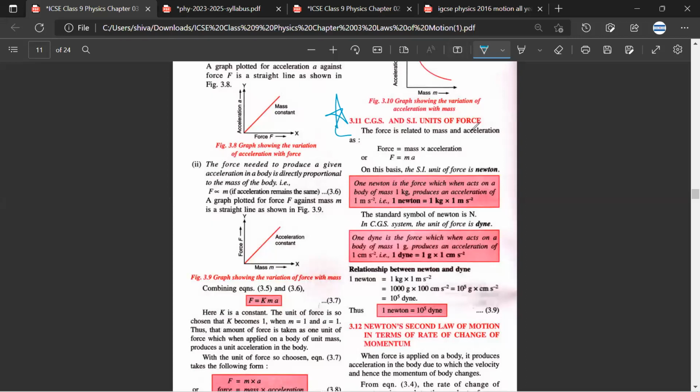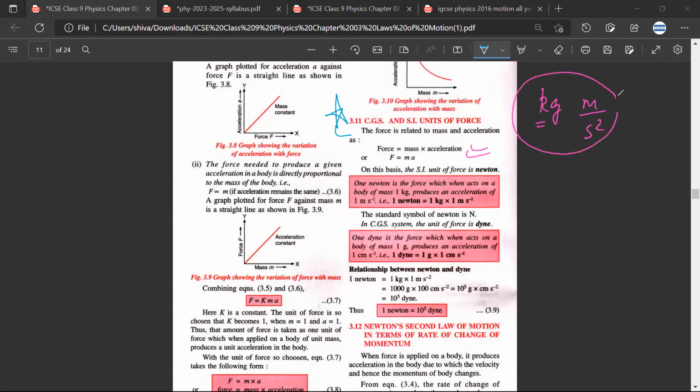So the definition of force is simple. Force is written as mass into acceleration. We know that mass has kg as its unit, acceleration has meter per second square, and this kg meter per second square is given a special name. It is signified by Newton. Now, one thing that you need to understand is that for any unit which is named after a scientist, the abbreviation is written in capital. But when you write Newton in full, this n should be small.